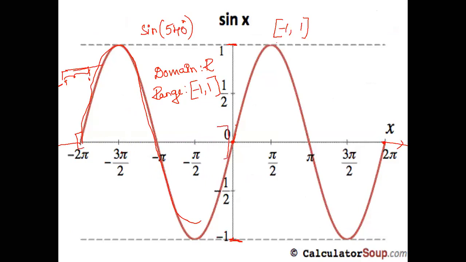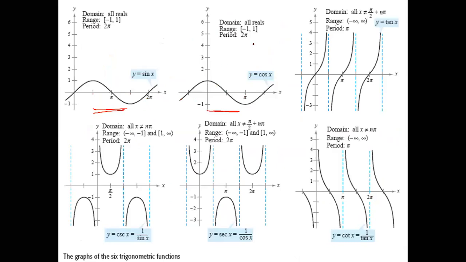So sine is a periodic function with period 2 pi. Because we can see one crest and trough in the interval from 0 to 2 pi. So 2 pi is the period of the sine function. Okay, that is what they have told here. Similarly with the cos function also, the domain is all the real numbers and the range is -1 to 1.